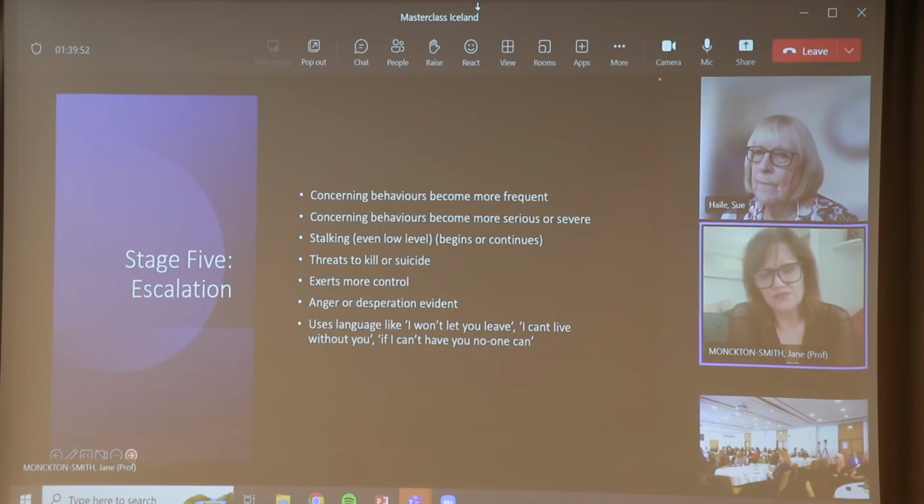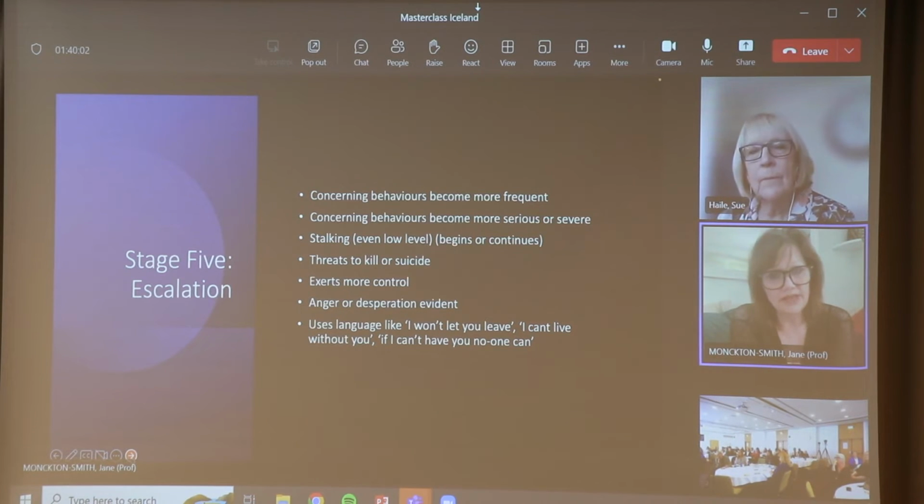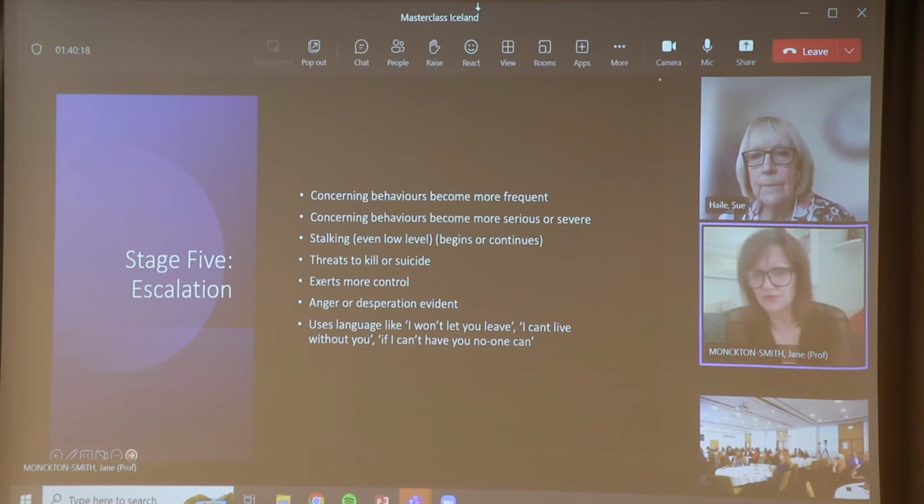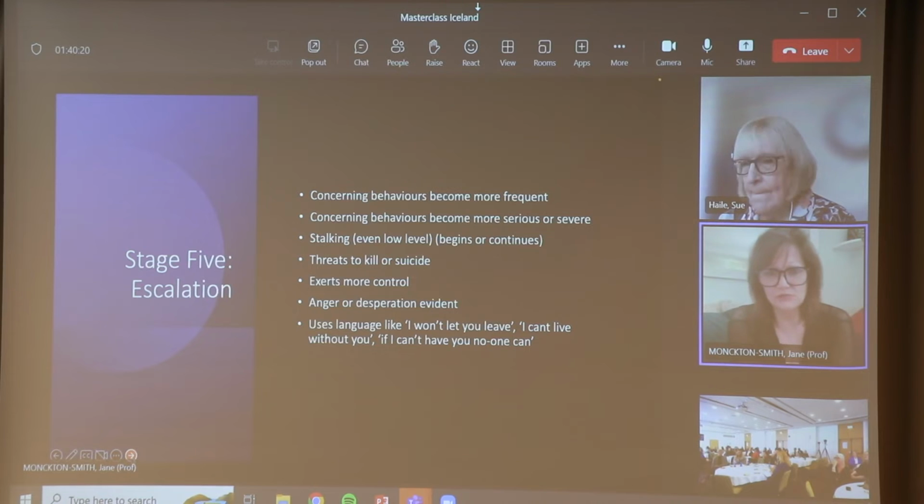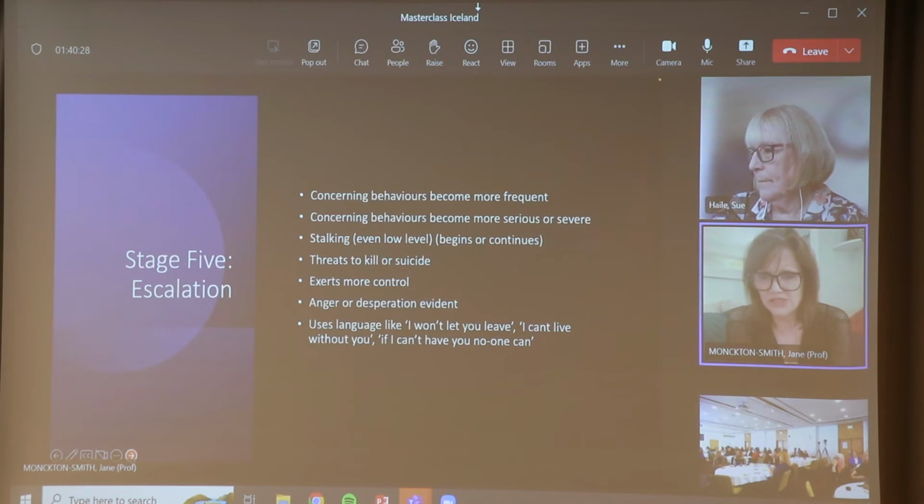So this stage 5 then is the controlling person's response to the trigger. What do they do when this trigger event happens that threatens their control over the relationship, their control over the victim or their children? So we've called this stage escalation. This is when things get worse. The concerning behaviours might become more frequent, more serious, more severe. And as Clive has just mentioned, this is where stalking can start.